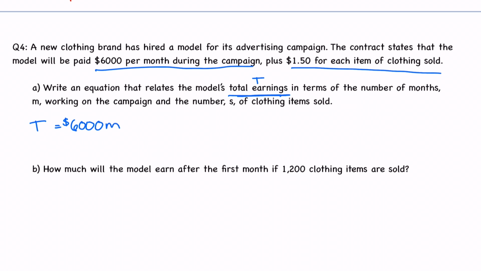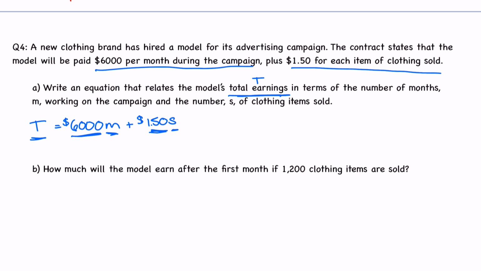And we're also earning $1.50 for each clothing item sold. So we're adding $1.50 per clothing item sold, and the number of clothing items sold is S. Now this equation basically is telling us that the total earnings is equal to $6,000 times the number of months. So $6,000 for 1 month, $12,000 for 2 months, plus $1.50 per sale of clothing.